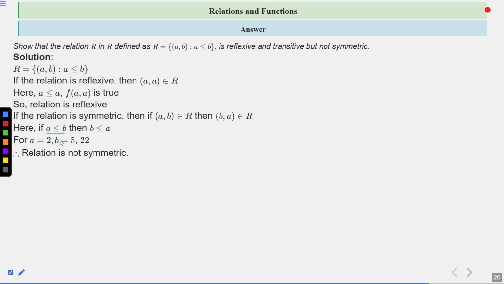Clear? So we have taken a as 2, b as 5. If you take any other such pair, the same goes. So the condition is not satisfied, so the relation is not symmetric.